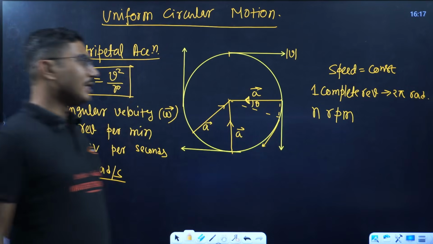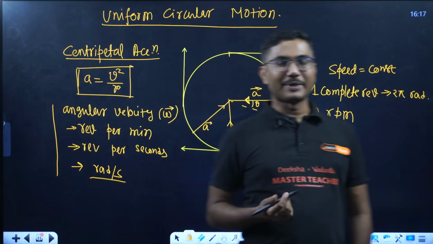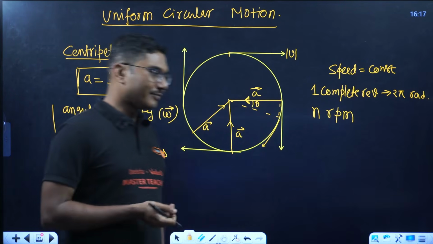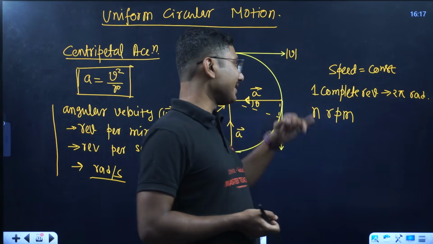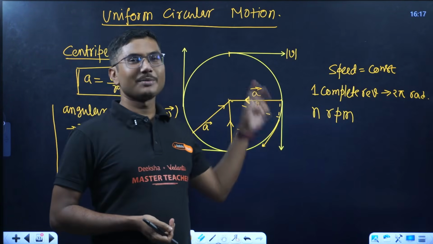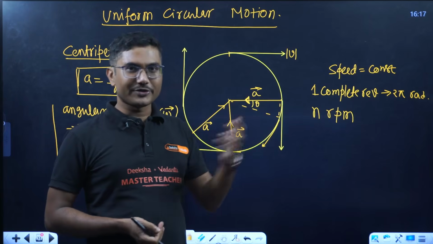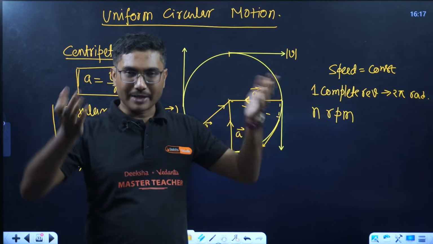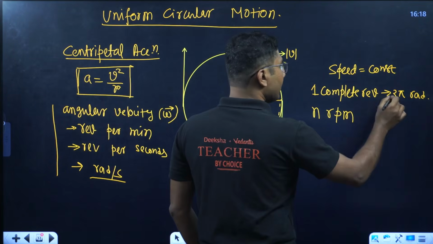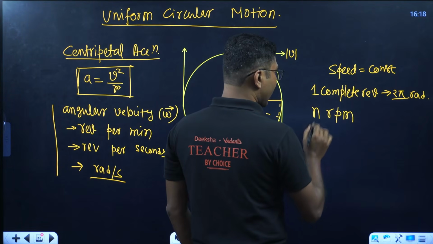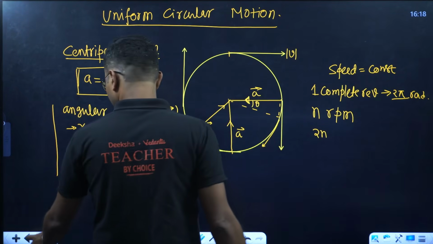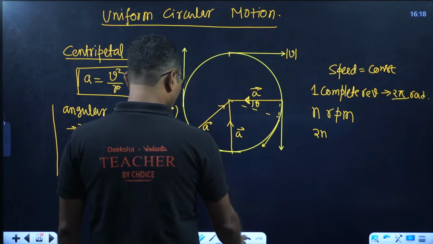Now it sounds familiar. You may have heard 5 RPM, 10 RPM. Those who are slightly gadget freaks, those who like to drive bikes, etc., may have heard this term, RPM. RPM is revolutions per minute. How many revolutions is it doing? Suppose n RPM, that means it is rotating n times in 1 minute. Each rotation is 2 pi radian. So n rotations will be 2 pi into n radian.